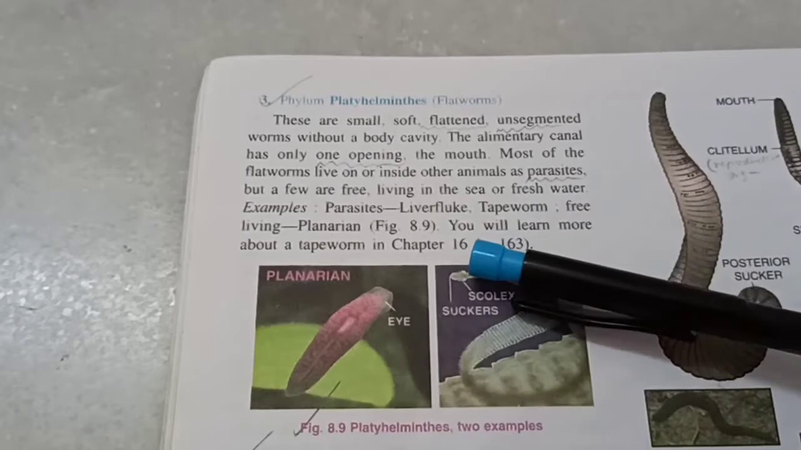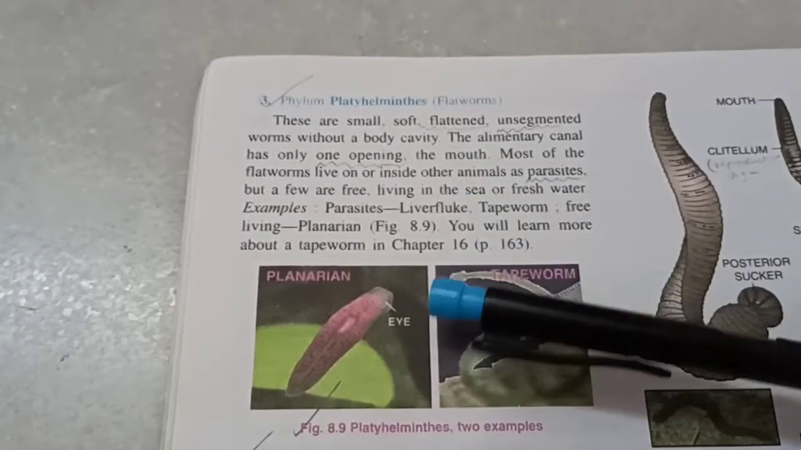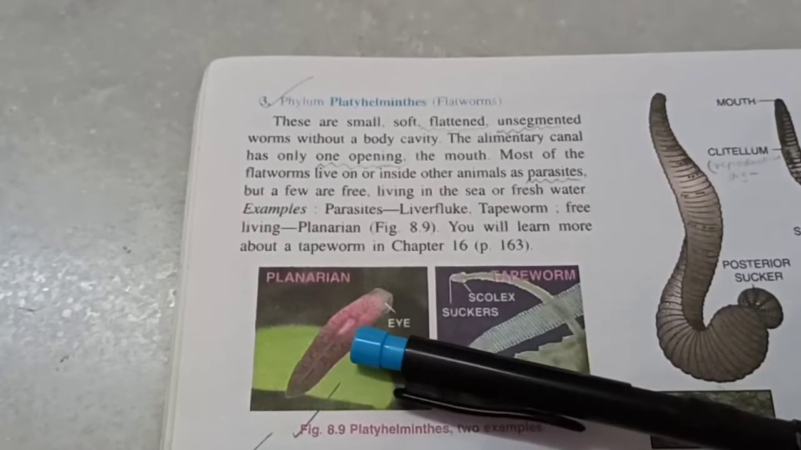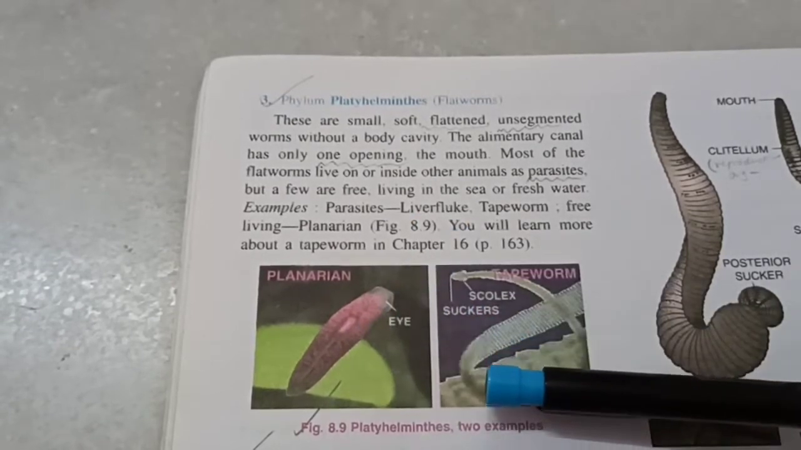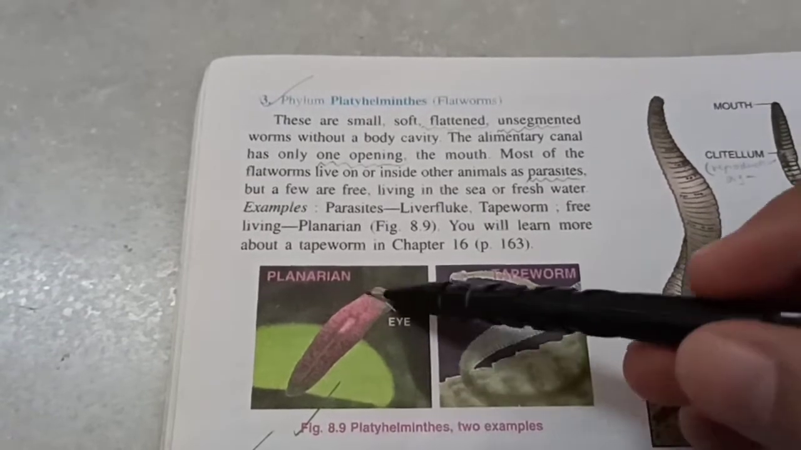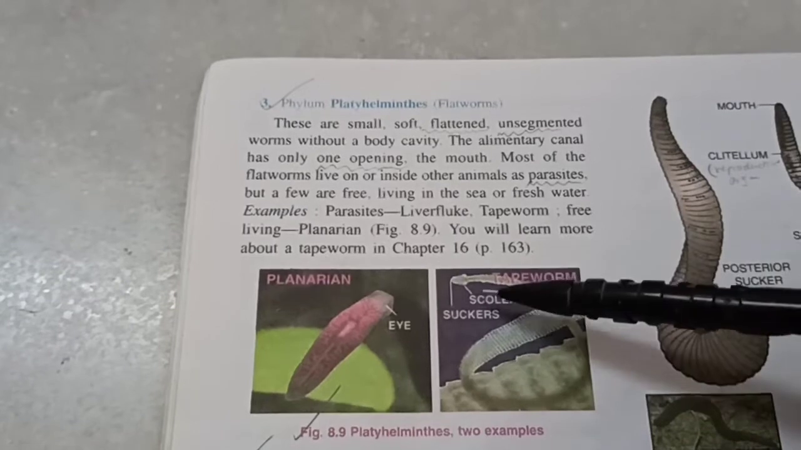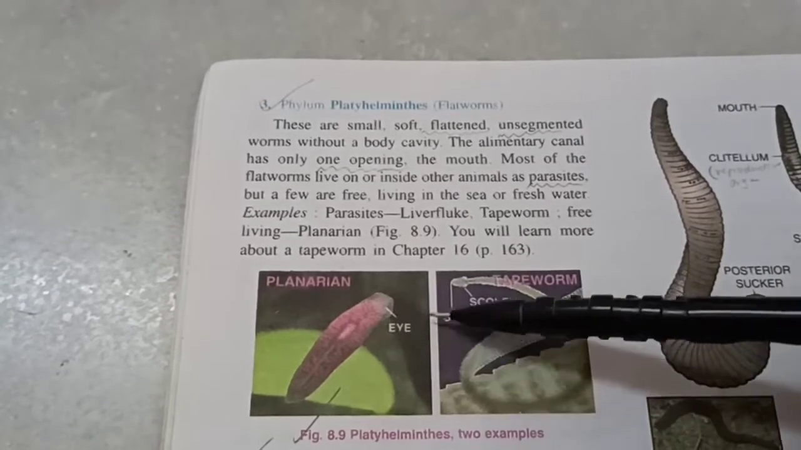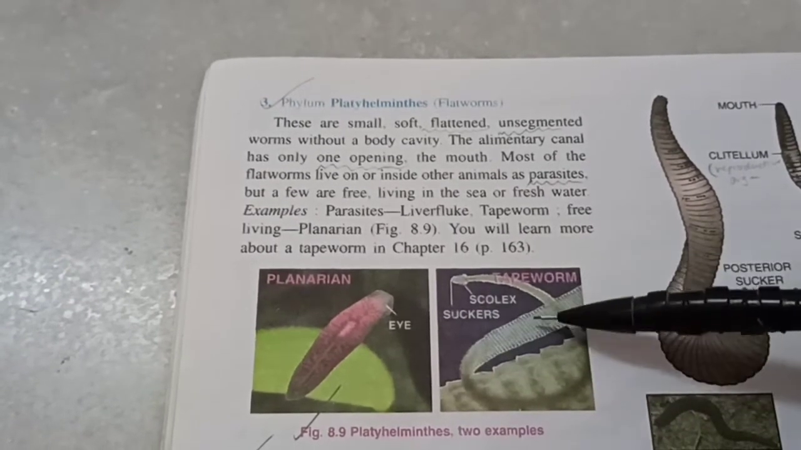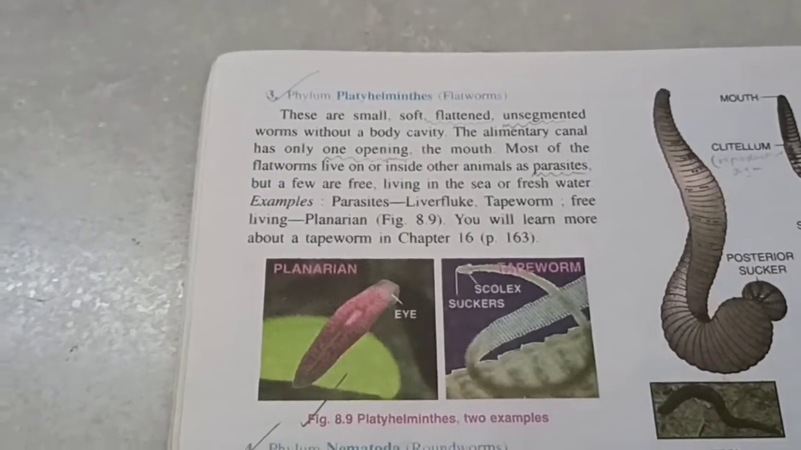They have only one opening. The mouth itself serves as the anus. Means they eat from that opening and they expel the waste from that same opening. The planaria is quite interesting because it does regeneration. If you cut it into pieces, each piece will grow into a new planaria. It's almost like they're immortal. Of course, if you crush them, then they will die. They are mostly parasites. That is, they live on or inside the animals. But a few are free-living as well.